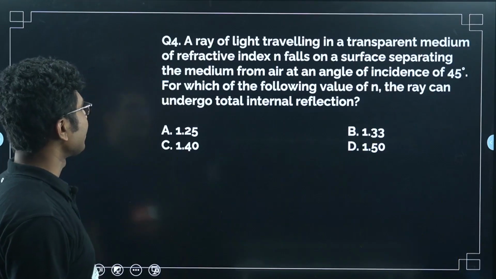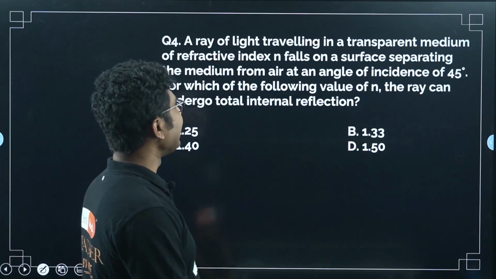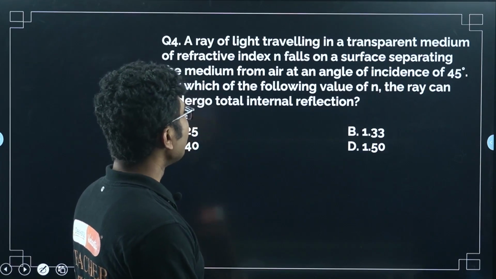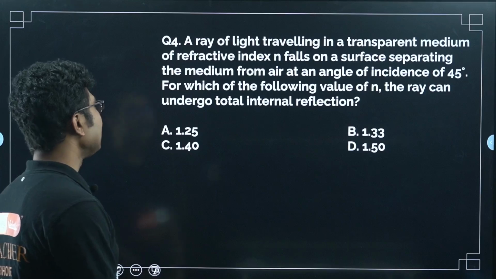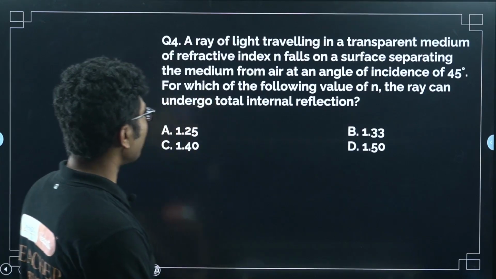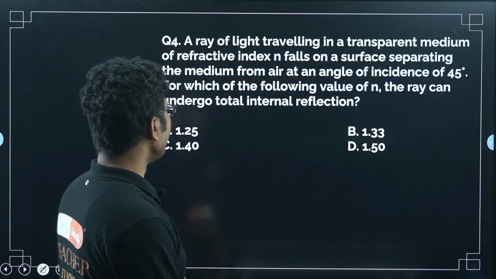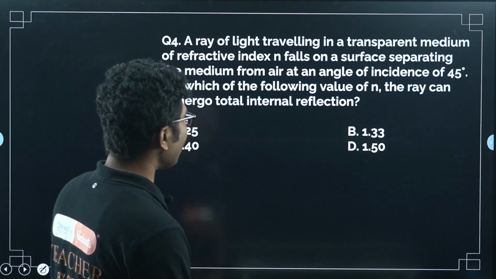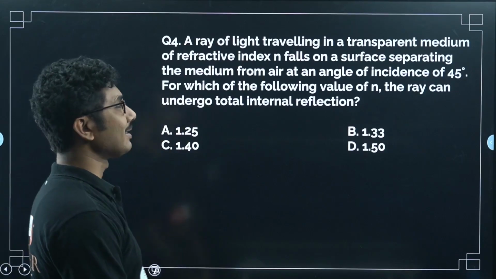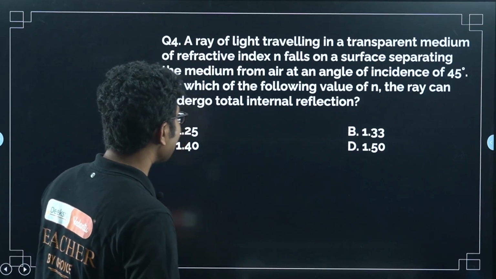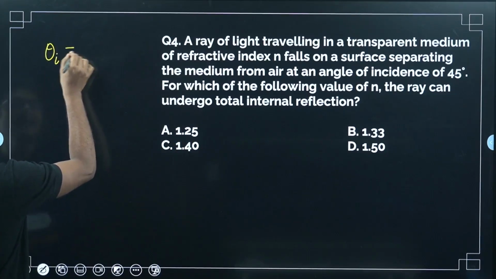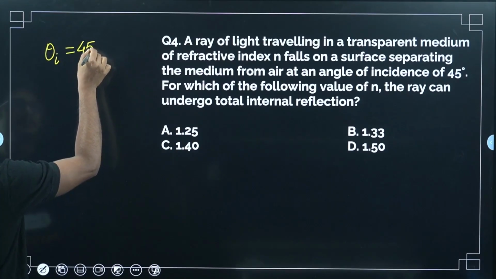Okay. Now question number 4. A ray of light traveling in a transparent medium of refractive index n falls on a surface separating the medium from air at an angle of incidence of 45 degrees. For which of the following values of n can the ray undergo a total internal reflection? Okay, so here the angle of incidence is given 45 degrees.